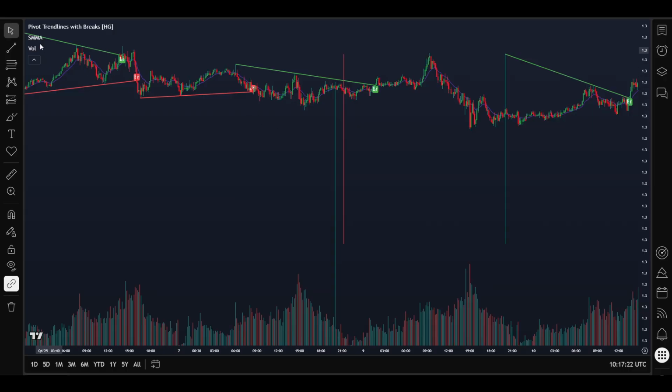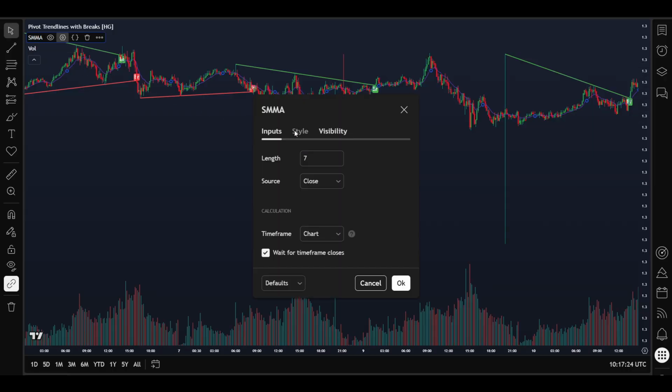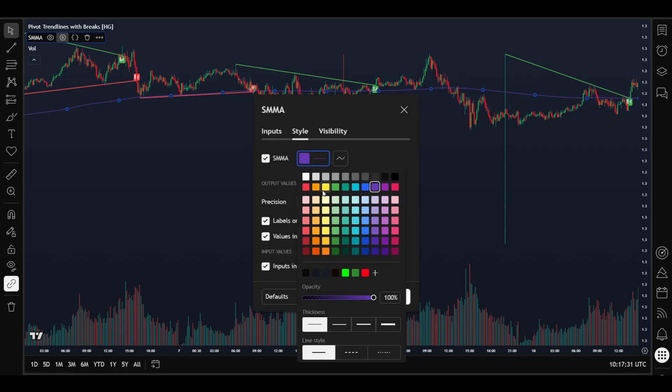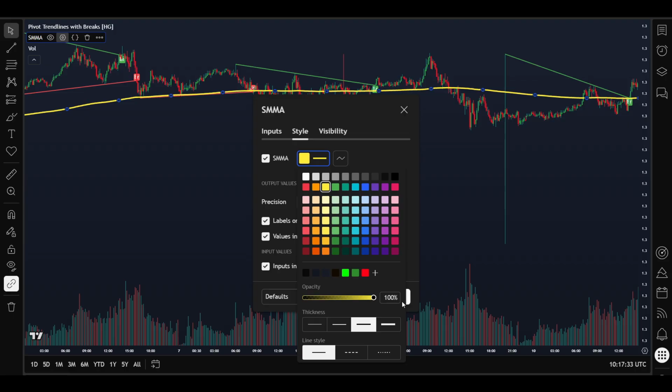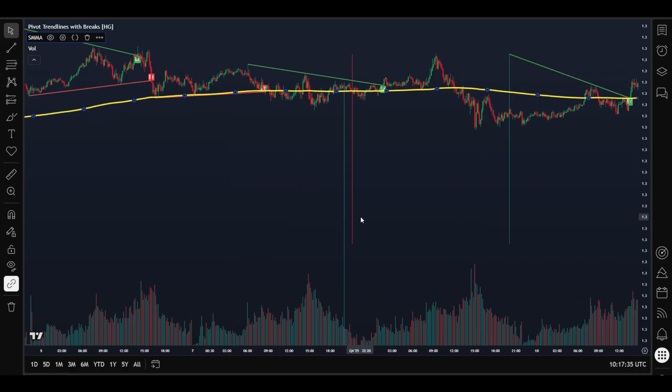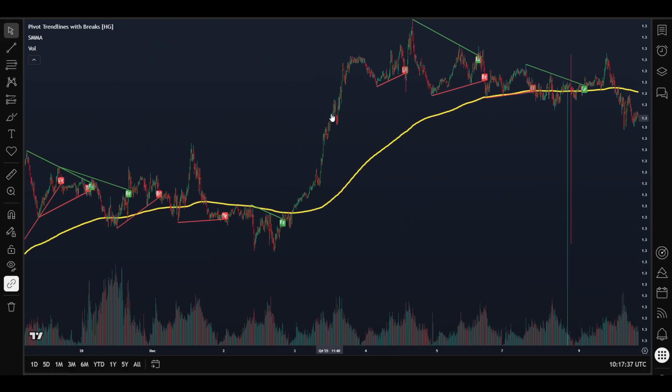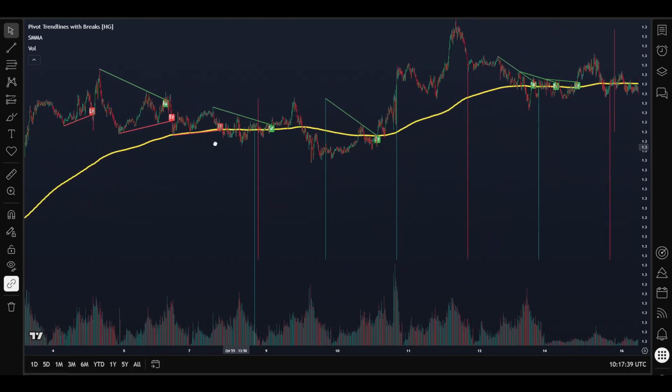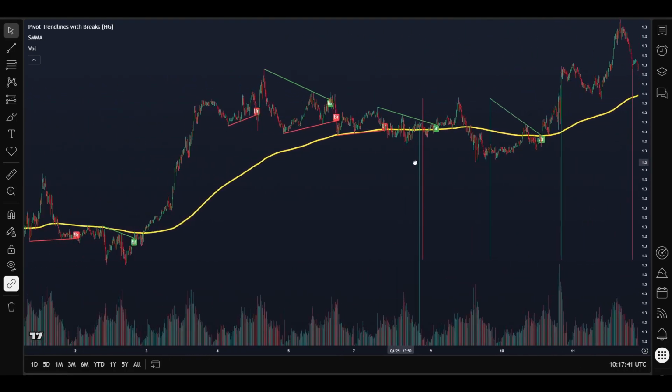Smoothed moving average. Double-click. Inputs. Length 200. Style. Set color to yellow and thicken so it stands out. Reading rule. Price above the 200 smoothed MA equals bullish regime. Price below equals bearish regime.